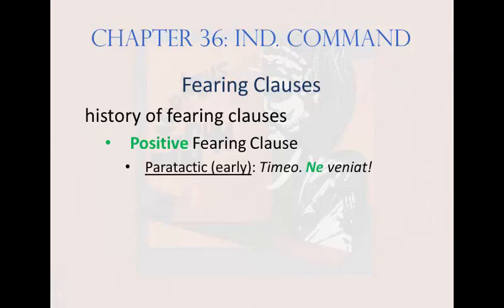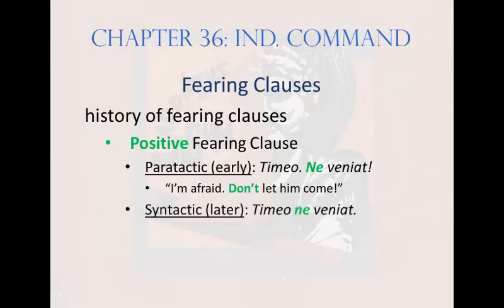Timeo ne veniat, literally, "I'm afraid. Don't let him come." That is, my fear is that he's going to come and do whatever terrible things I'm afraid he'll do. But as Latin developed, it combined the two constructions and began expressing them syntactically. Timeo ne veniat, which still meant the same thing, "I'm afraid that he's going to come," but this left ne meaning somewhat illogically "that," not "that not."